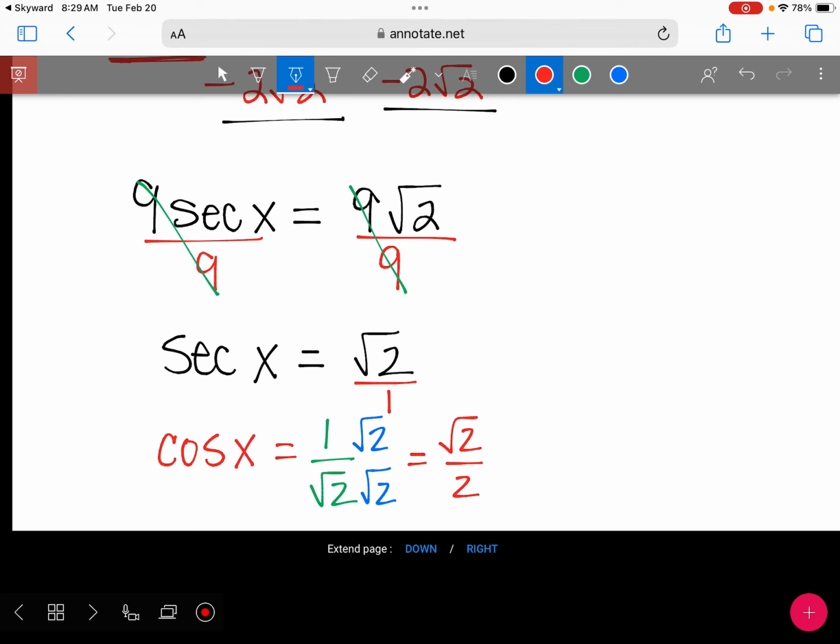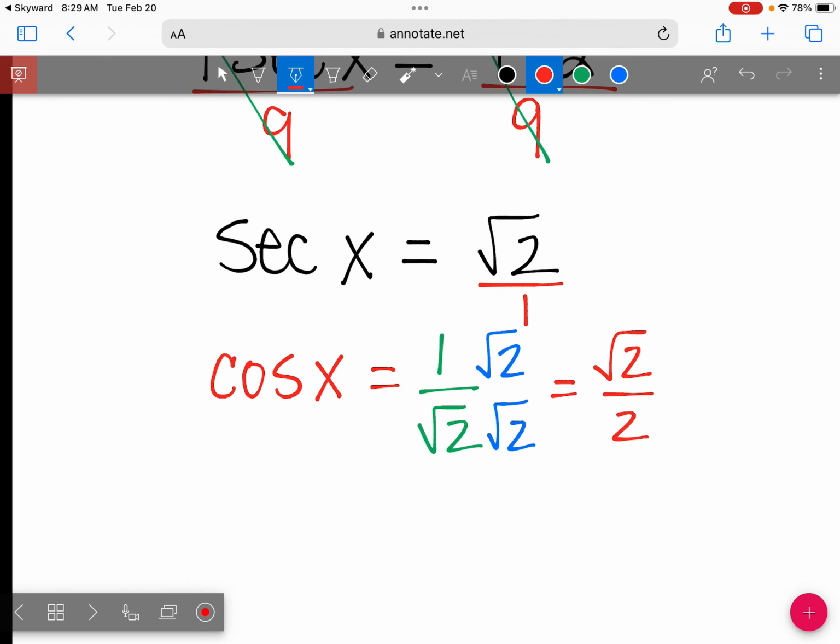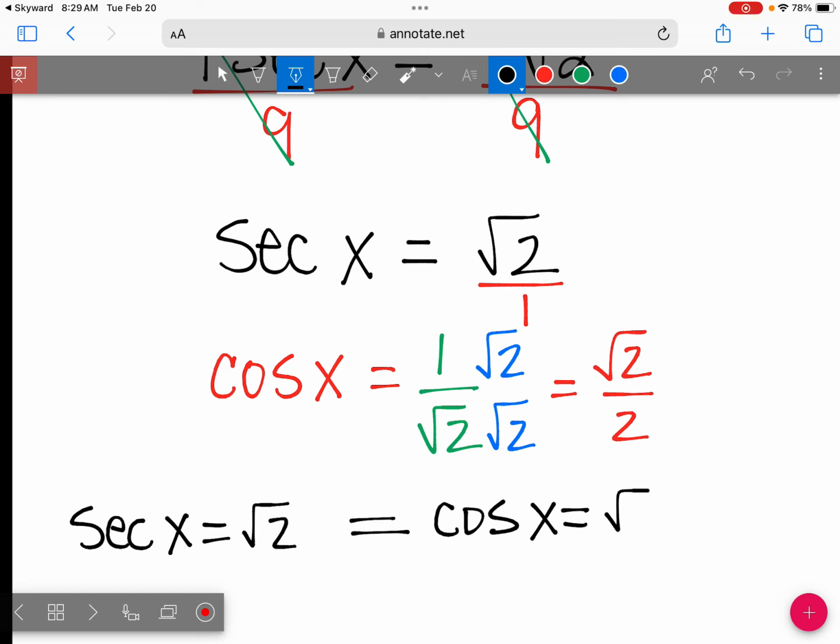So what you need to understand on the test is that secant x equals root 2 is the same thing as the cosine of x equals root 2 over 2. These are the exact same thing.